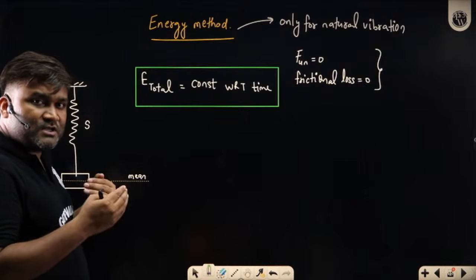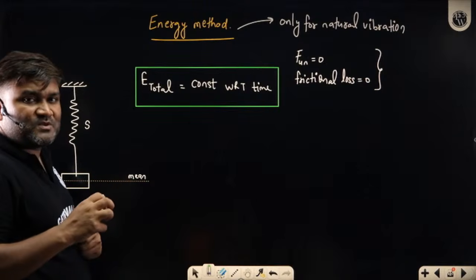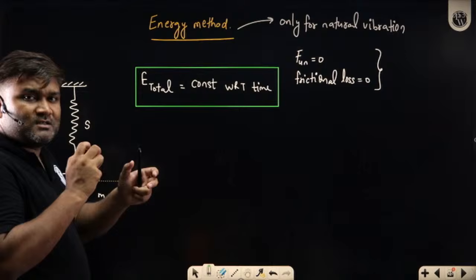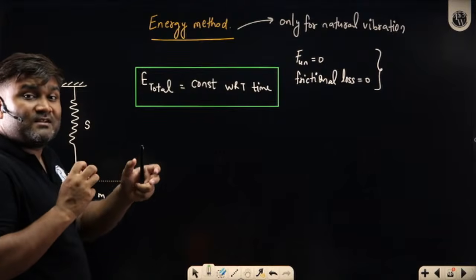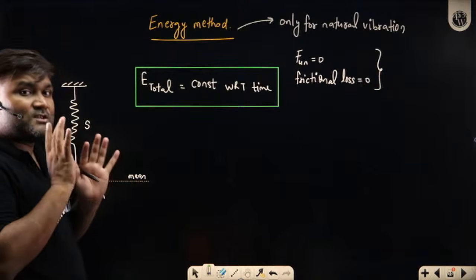So kinetic energy and potential energy change. They keep on converting into each other. Sometimes potential energy is maximum, sometimes kinetic energy is maximum. If potential energy is decreasing, kinetic energy increases. If kinetic energy decreases, potential energy increases. The summation remains constant.